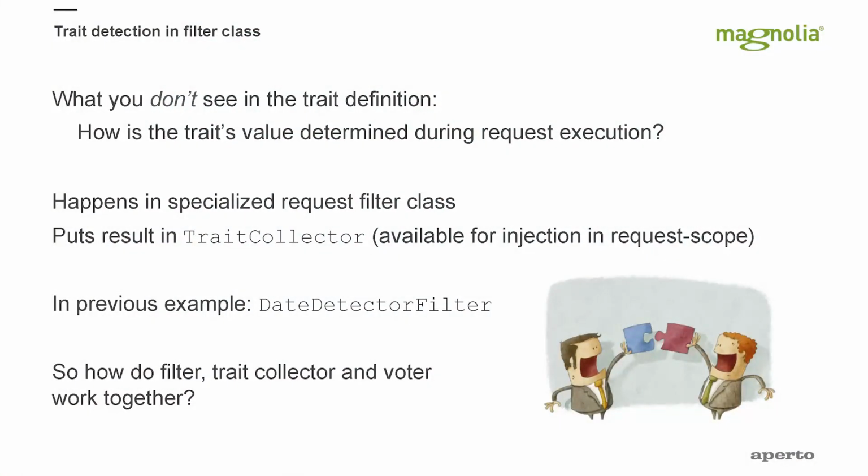Now, how is the trait then detected? How does Magnolia know what, for example, your age is if we've got a user profile where the age is a field? And that happens in a specialized request filter class. And the result is put in something called the trait collector, which is very central.